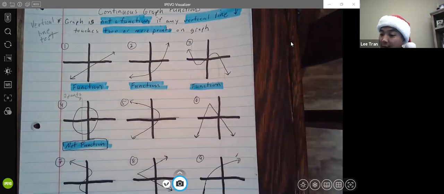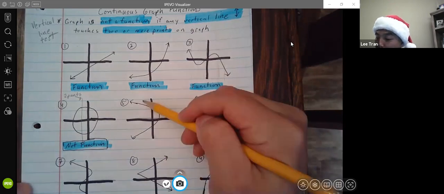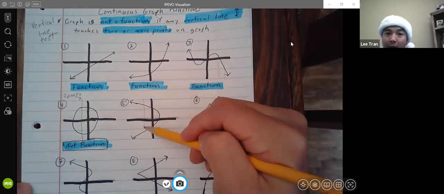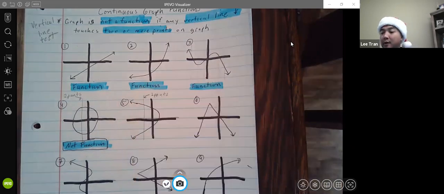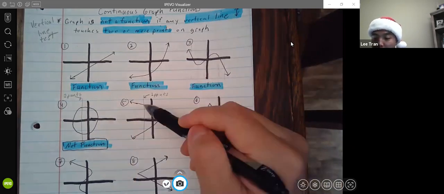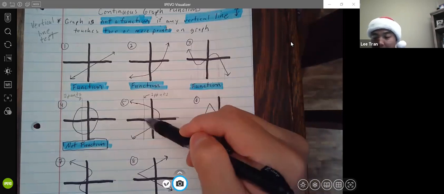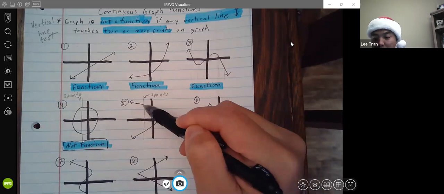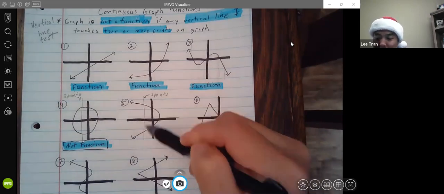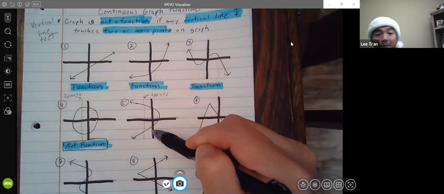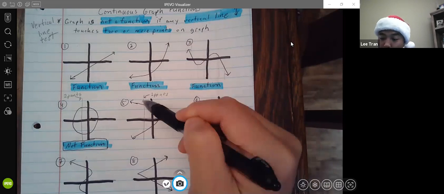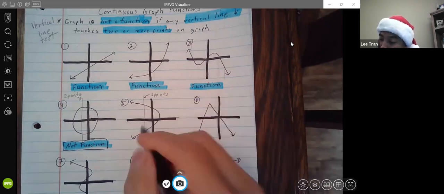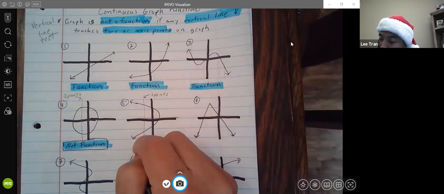Let's take a look at number 5. Well, number 5, I can draw a vertical line right there, straight up and down, right? It's 2 points. So right there, there's our repeat in x. This is like -2 and +3, and this point looks like maybe -2 and maybe -3. Anyways, there's a repeat in that x. This vertical line hits 2 points, so this would not be a function. So we'll put not a function.